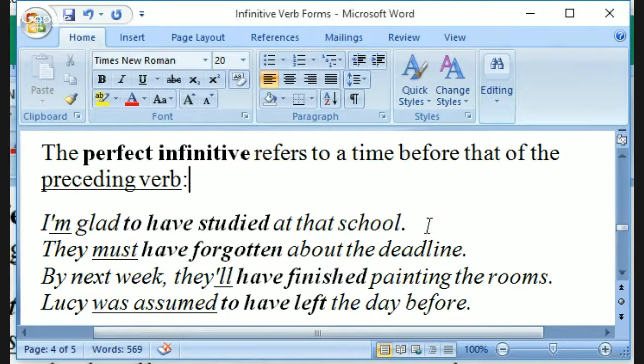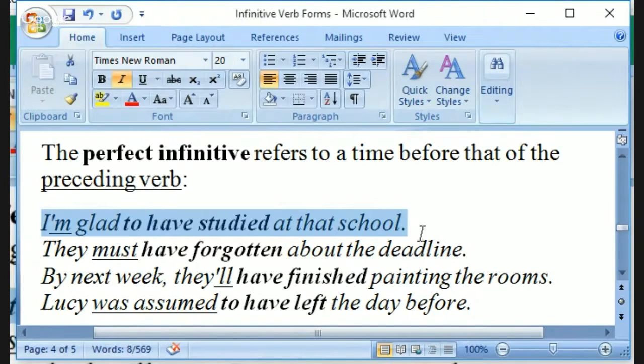For example, I'm glad to have studied at that school. Think about normal past perfect verb tense. How could you say this? I was glad that I had studied at that school. Perfect. Exactly, and we would probably choose to say it that way. However, this is fairly common, I have to say. It is possible to use past perfect, as you just did, with the same meaning.